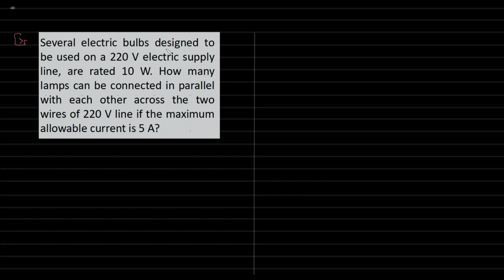Several electrical bulbs designed to be used on a 220-volt electrical supply line are rated 10 watt. How many lamps can be connected in parallel with each other across two wires of a 220-volt line if the maximum allowed current is 5 ampere?